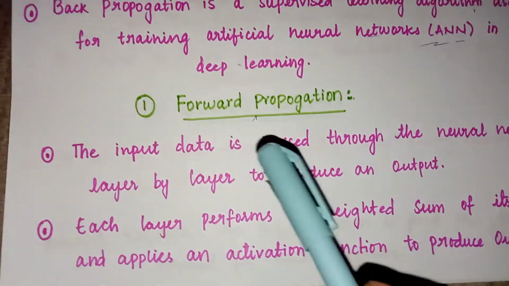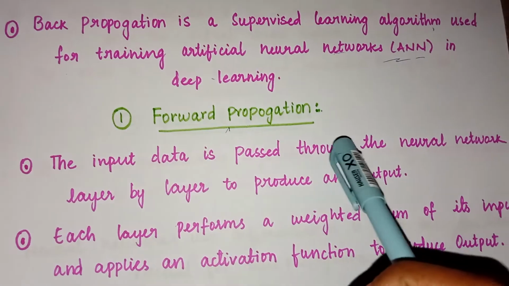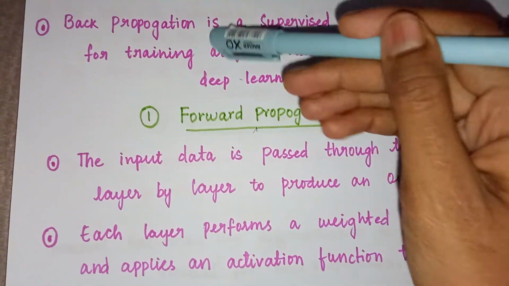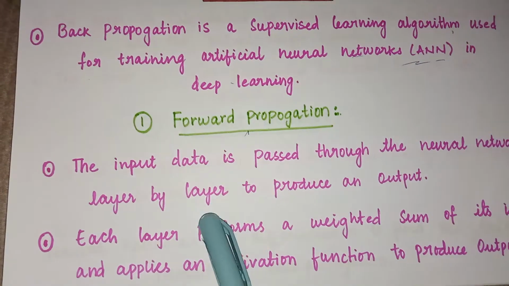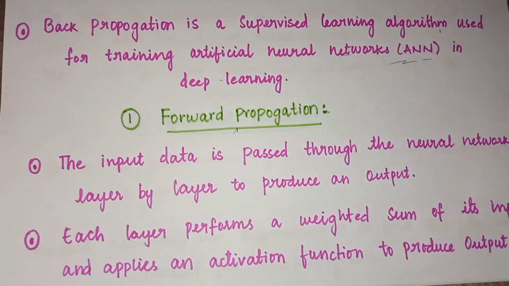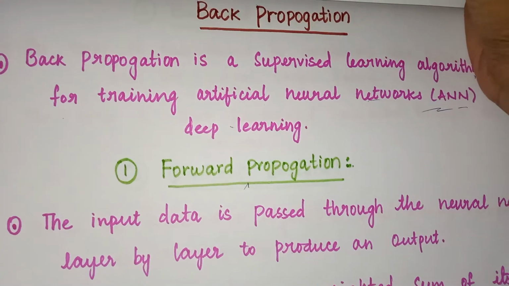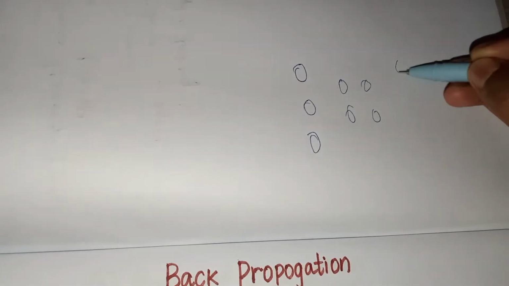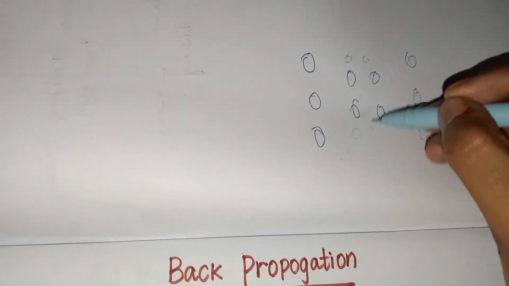We'll see in detail. First, we'll see what is forward propagation. Forward propagation is when the input data is passed through the neural network layer by layer to produce an output. Have you seen those circles? They are all the neural network. Here the input data is passed through the neural network layer by layer to produce an output. I'll just show you. Like this we have the input layer, then hidden layers, and then an output layer.